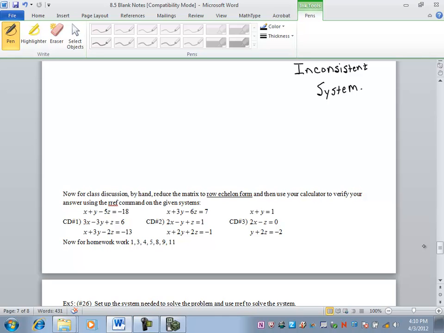some examples here, class discussion examples. Here's one, here's a second, here's a third. I'm going to ask you to work those out with row echelon form, and we'll put those on the board. Or I might provide the answer and we might put some others on the board for practice, but that's what we need to do there.